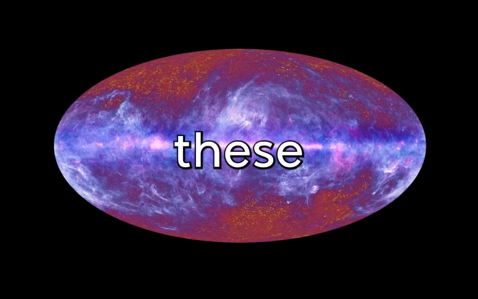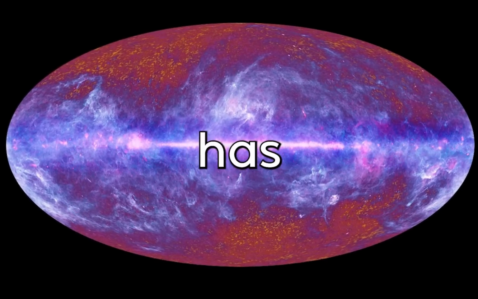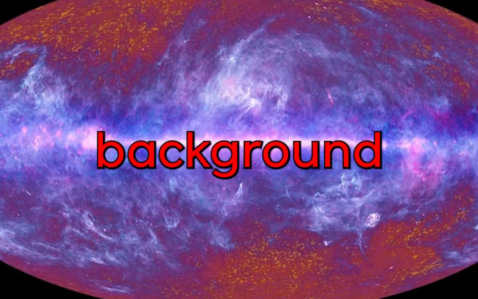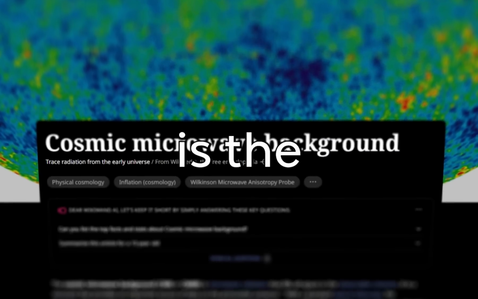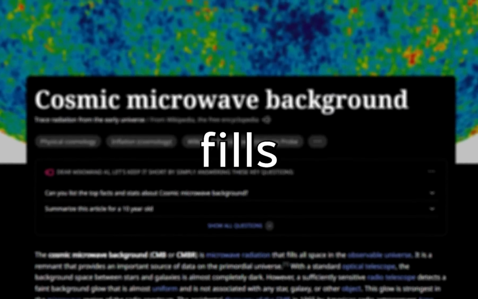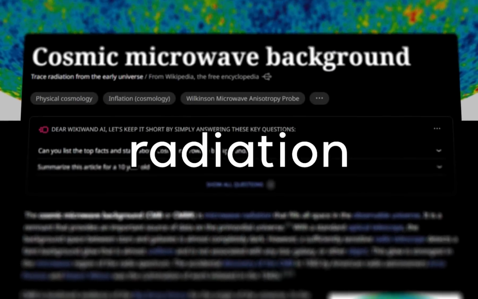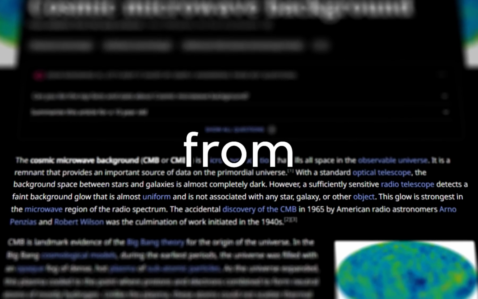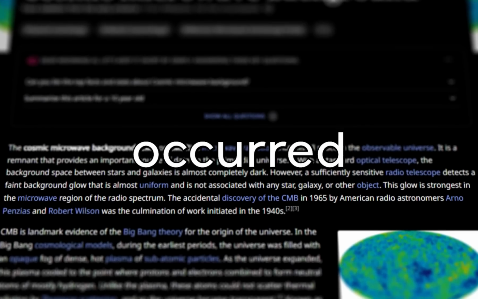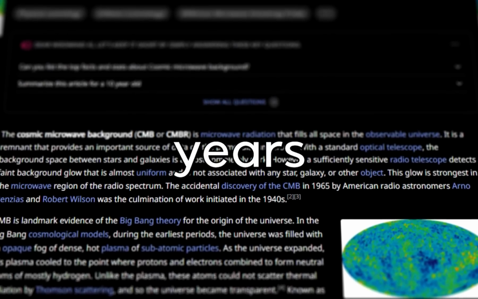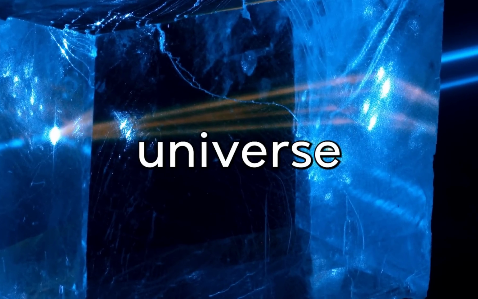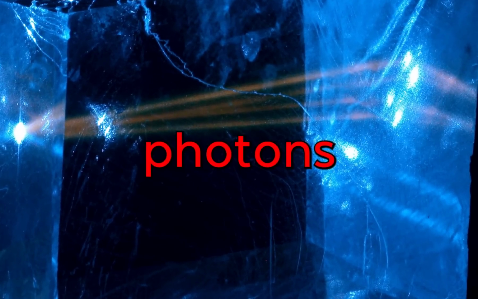The stretching of these fluctuations in our universe has left imprints that can be observed in the cosmic microwave background, or CMB. The CMB is the faint glow of radiation that fills our universe. It is the leftover radiation from the hot dense state of the early universe, specifically from the time of recombination, which occurred approximately 380,000 years after the Big Bang. During this recombination, the first atoms of the universe would be formed, and the first photons would be released.